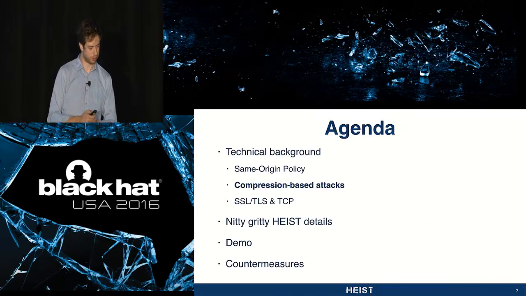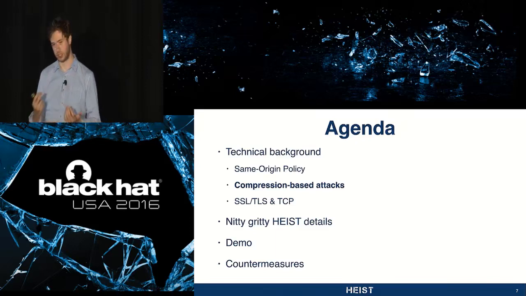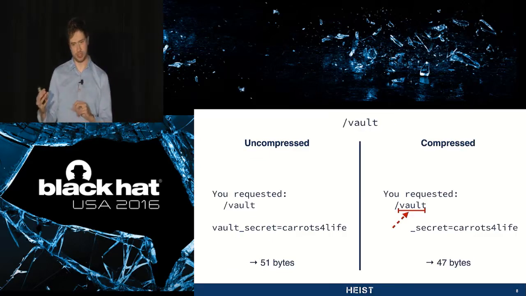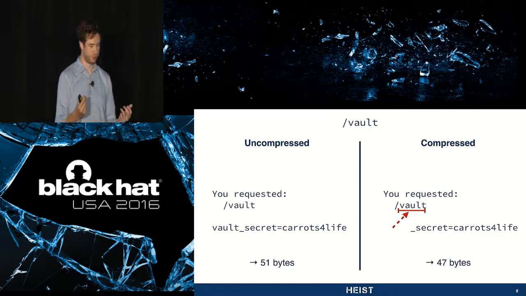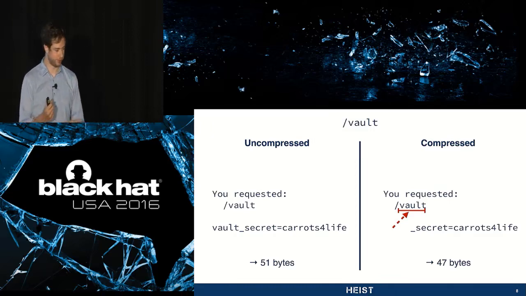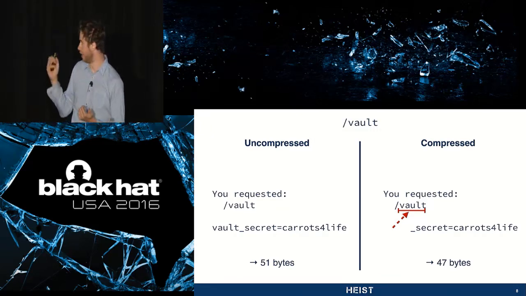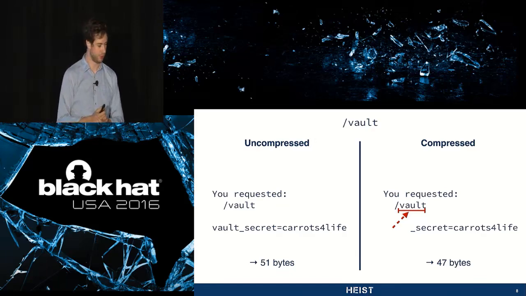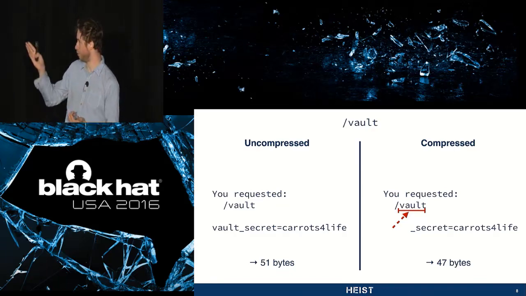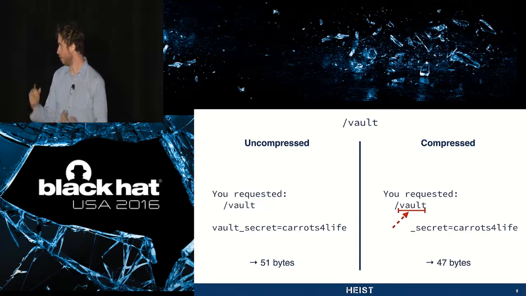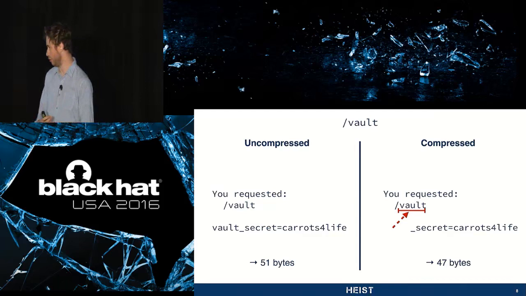So now I will move on to the second part of the technical background, namely the compression-based attacks. But before I go into the attacks, I will briefly mention how compression works. A lot of websites on the internet are served with gzip compression. And it works as follows. On your left, you have the uncompressed resource. So you requested /vault and then some vault secret. And it totals to 51 bytes.